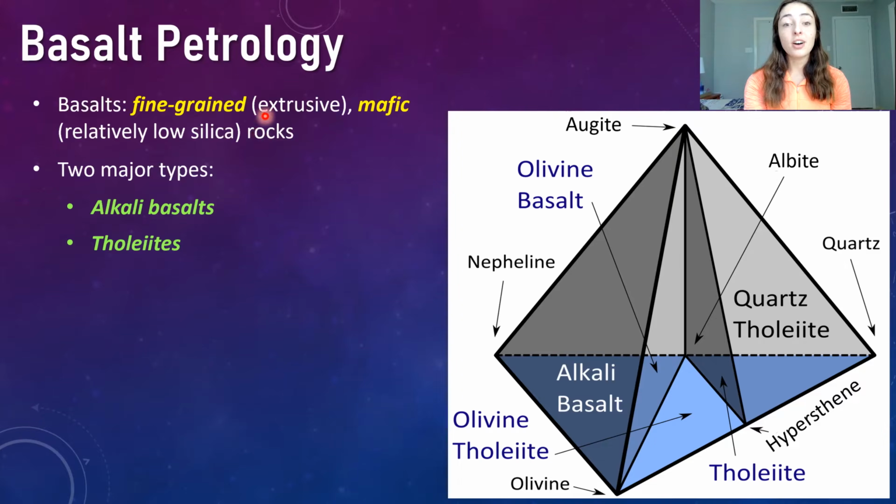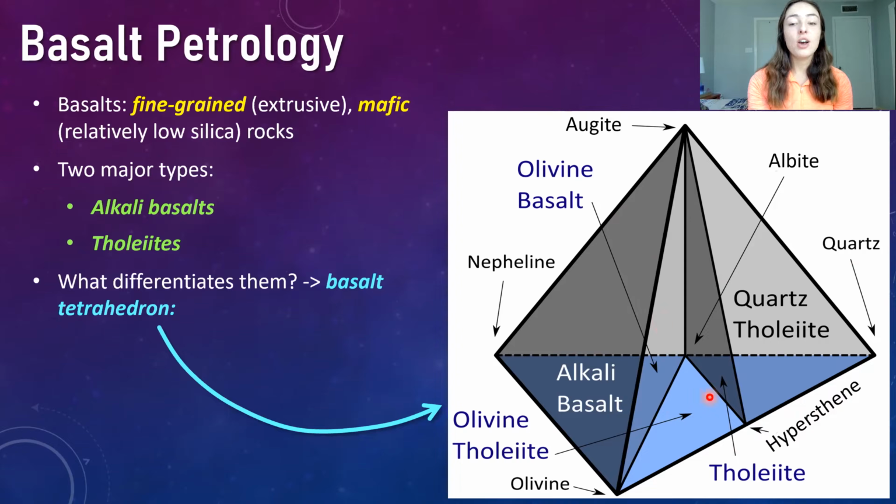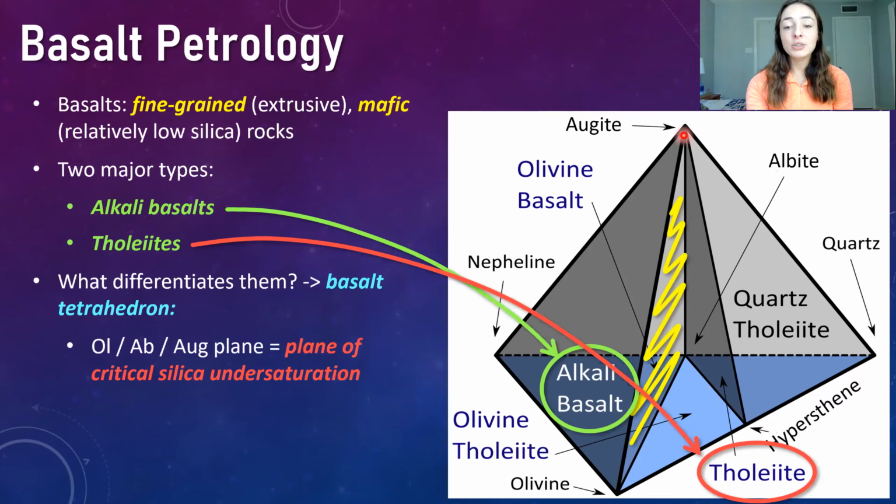Now, all basalts are fine-grained extrusive mafic igneous rocks, but alkali basalts and tholeiitic basalts differ in their compositions, and we can understand how their compositions differ by looking at this basalt tetrahedron over here to the right. Now, this is a pretty busy tetrahedron, but guys, I just want you to focus on two major planes.